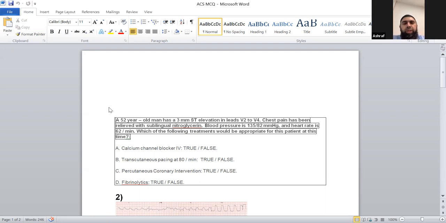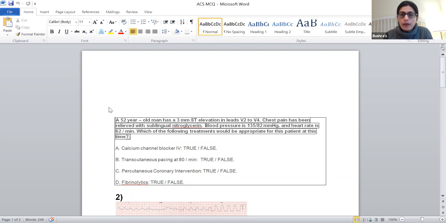A 52-year-old man. Also, I'm sure you all know how to read the ECGs: only one lead abnormality is not considered significant. You have to have two or maximum three consecutive leads to show any abnormality that you want to pick up, especially for ST elevations. So a 52-year-old man has 3 millimeter ST elevation in V2 to V4. Chest pain has been relieved with sublingual GTN.